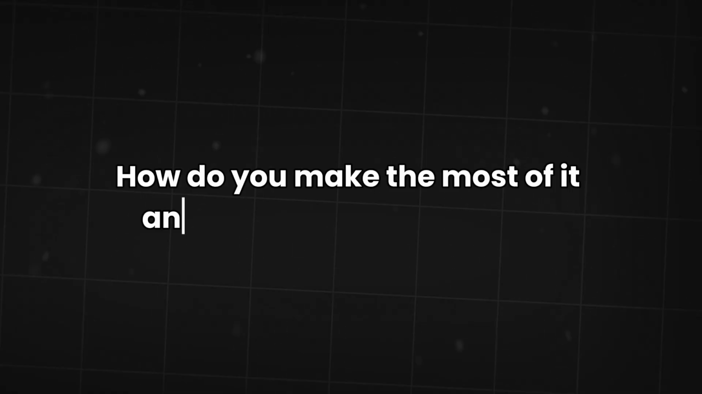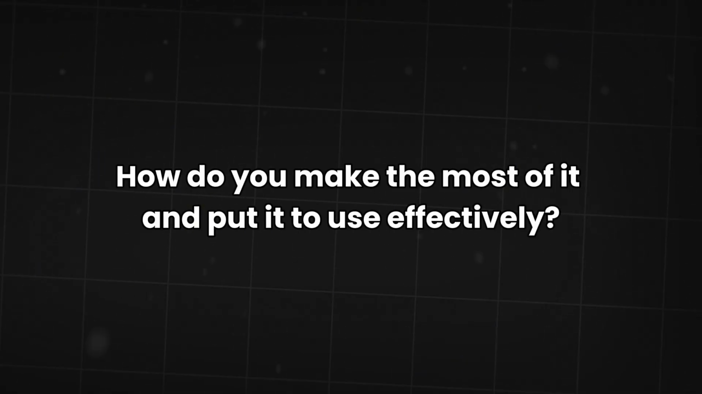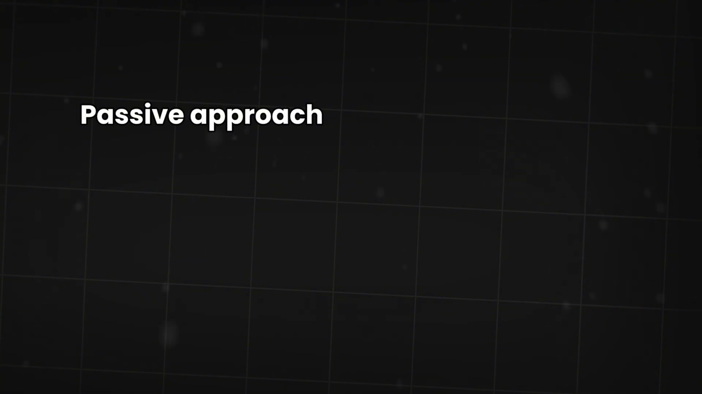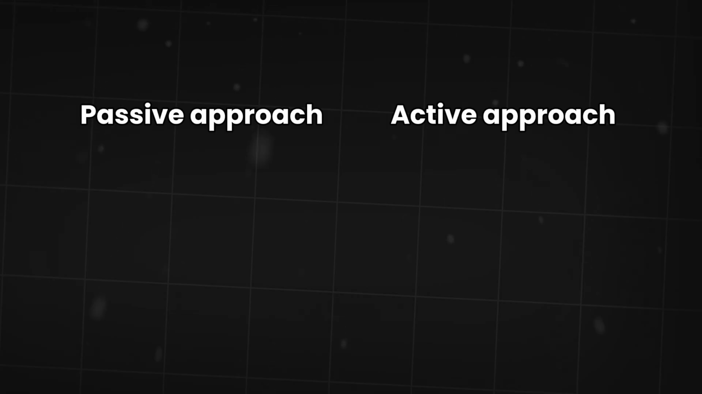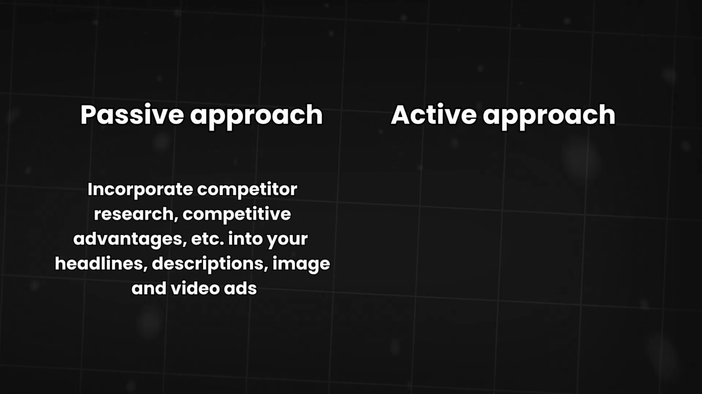How do you make the most out of it and put it to use effectively? Well, let's split this into two approaches for simplicity. The first one is a passive approach, and the second one is a more active approach. Under the passive approach, you would essentially just incorporate this knowledge and those findings into your own headlines, descriptions, image, and video ads, and this would be the end of it. Under this approach, you're effectively relying on your competitors' customers finding you because of your stronger positioning and better messaging.